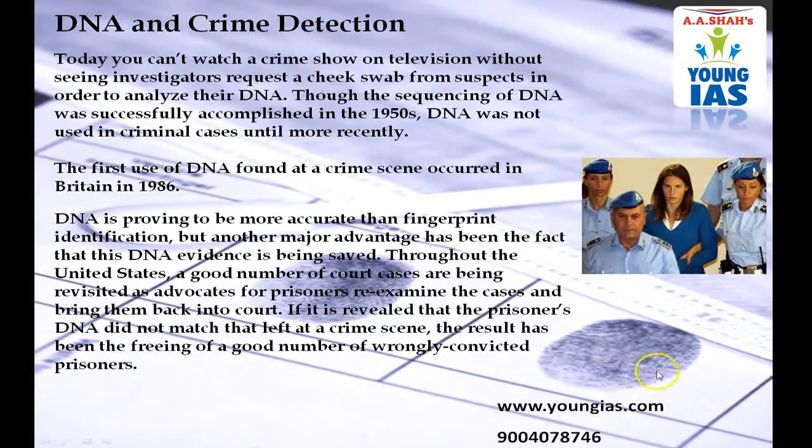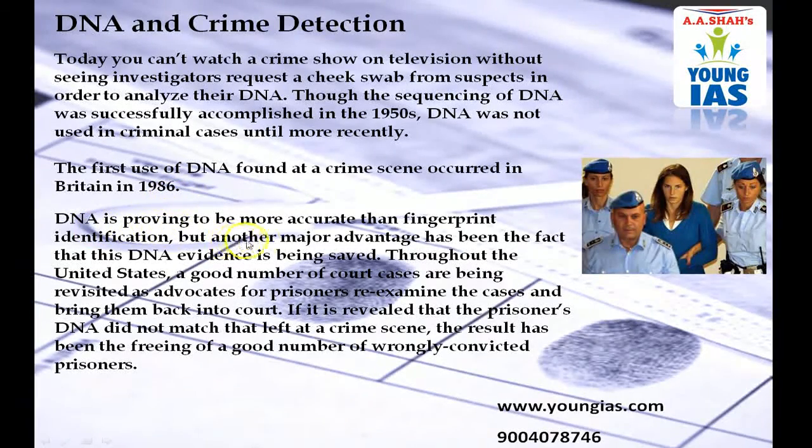DNA and crime detection. Today you cannot watch a crime show on television without seeing an investigator request a cheek swab from a suspect in order to analyze their DNA. The sequencing of DNA was successfully accomplished in the 1950s. DNA was not used in criminal cases until more recently. The first use of DNA found at a crime scene occurred in Britain in 1986.